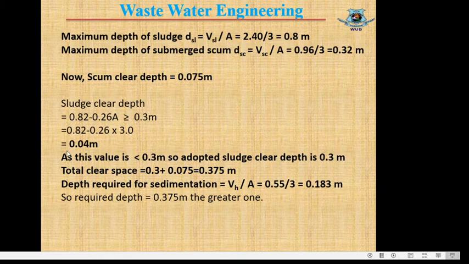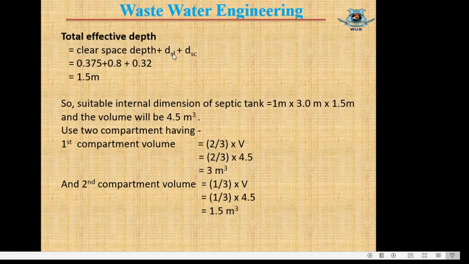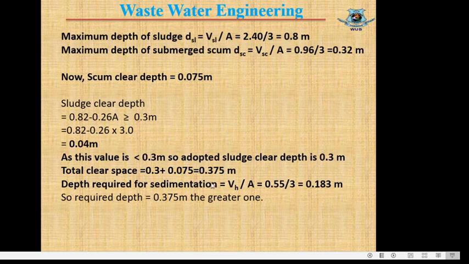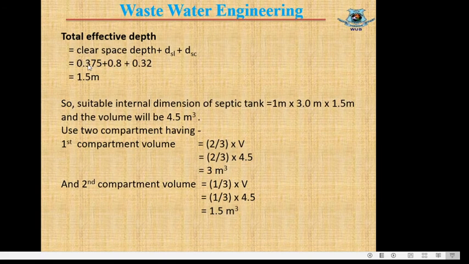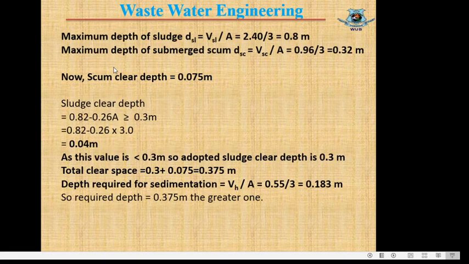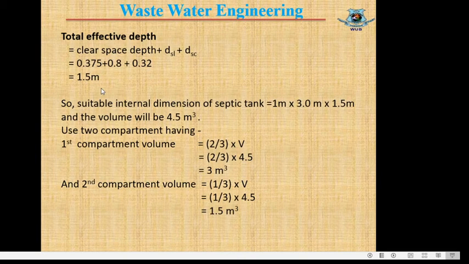Now the total depth will be the sum of the clear space depth plus DSL plus DSC. Here the total clear space depth equals 0.375 meter, DSL equals 0.8, and DSC is 0.32 meter. So the total effective depth stands at 1.5 meter.